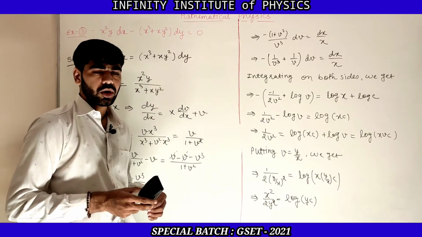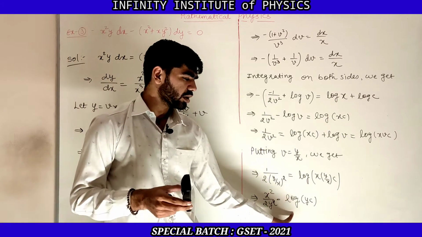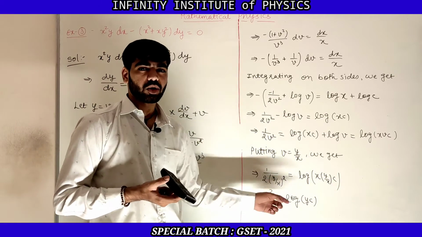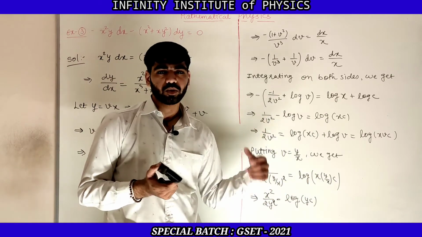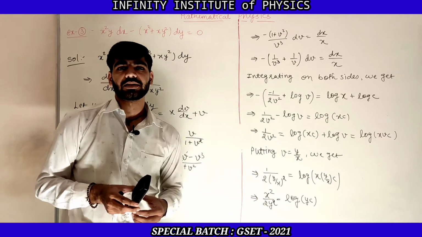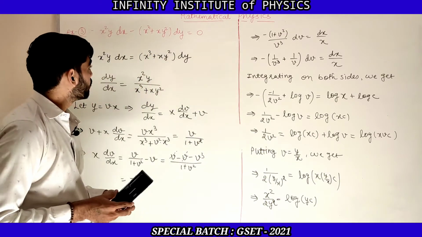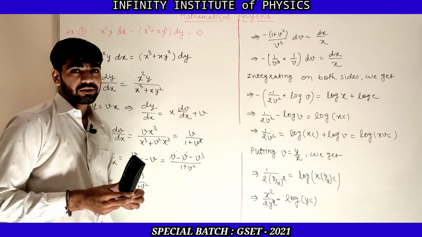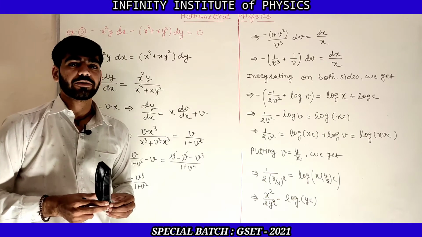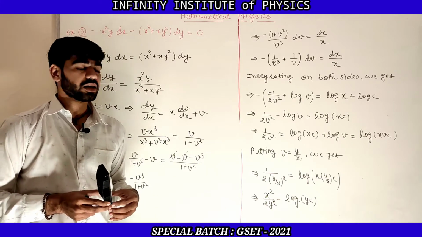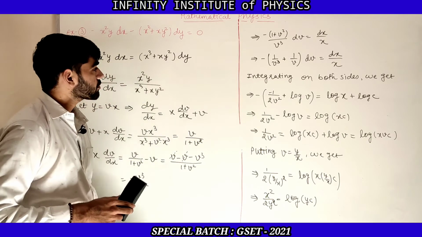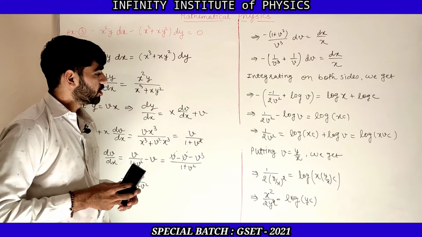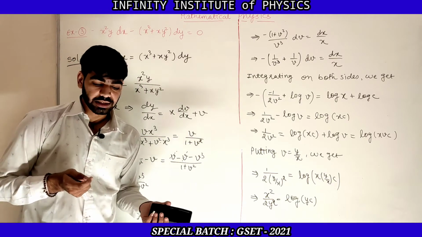And again, if you want to remove this log, then you just need to take the anti-log on both sides, and it will be yc is equal to e raised to x square by 2y square, and that will be the answer. So I hope it is clear to everyone how to solve the differential equation which is given as a homogeneous differential equation. Clear? So this is all about the homogeneous differential equation.